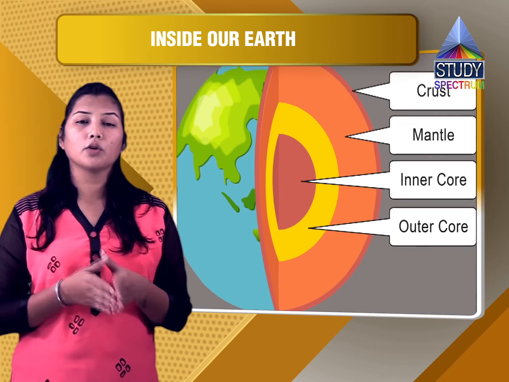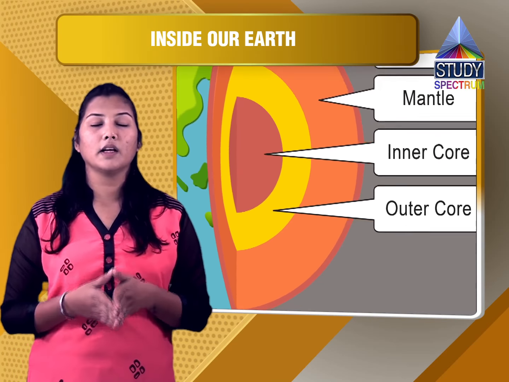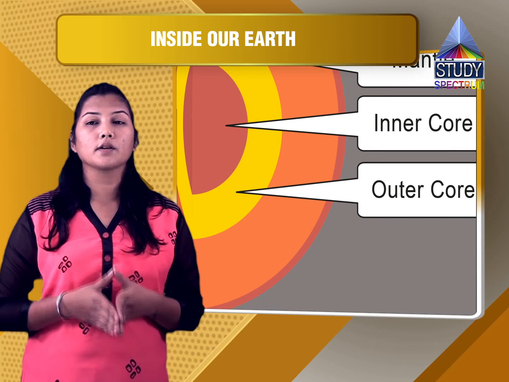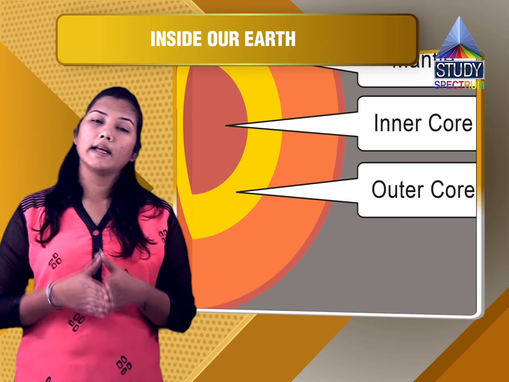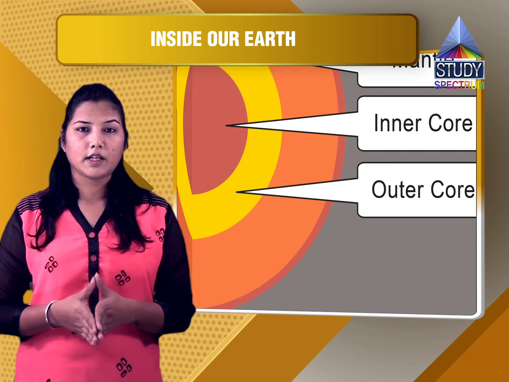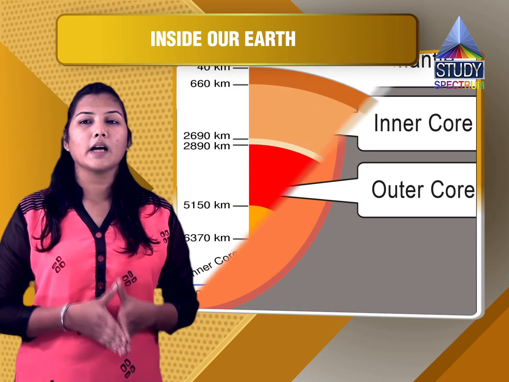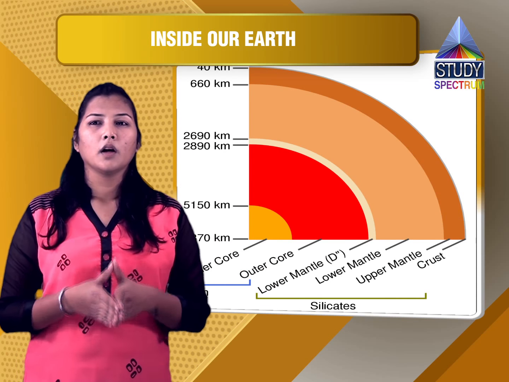Now, actually the core is divided into two layers, that is the inner core and the outer core. But your textbook talks about the core as a whole. So let's go according to the textbook and take it as the core as a whole. The core is the deepest and hottest layer.